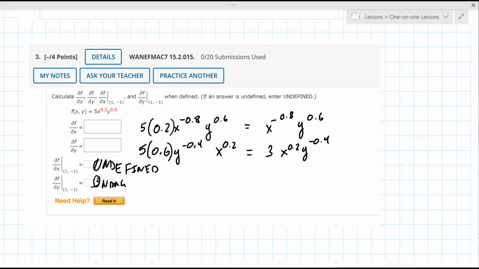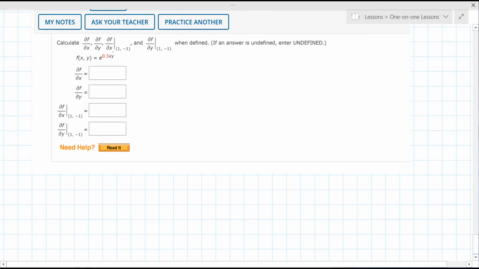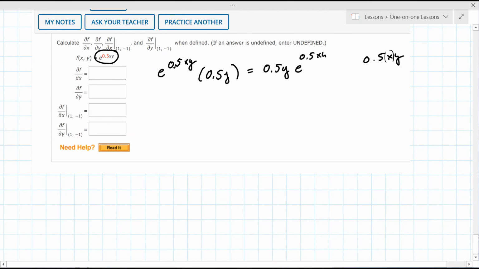All right, let's do 4. 4 is probably the last one we'll get to today. It is another partial derivative. Imagine that. Okay, so here you have to remember how to take the derivative of e. The derivative of e is itself. And then you're looking at this 0.5xy. So the derivative with respect to x, if you're just looking at the x and nothing else, derivative of x is just 1. So you multiply by 0.5 and y because that's what's left over. So this becomes 0.5y e to the 0.5xy.